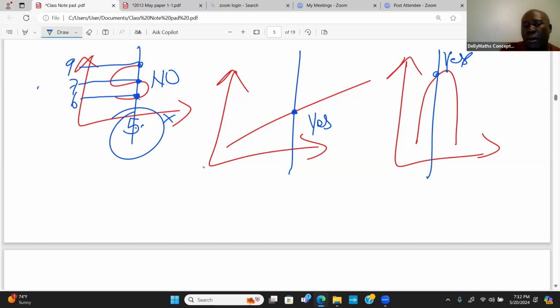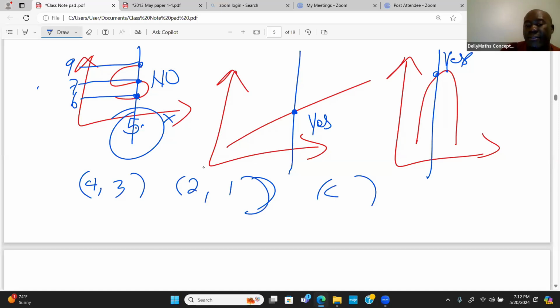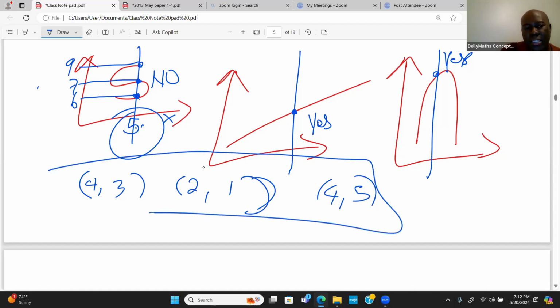Now, another way they could give you is in coordinates. Just take a look, I'm just showing you the idea. What if I have (4, 3), and then we have (2, 1), and then I see 4 again with another number? They could give you in coordinates. Look, you cannot have one x value repeating. Can't repeat. You go with 3, cannot go with 5. You understand what we're saying now, people?